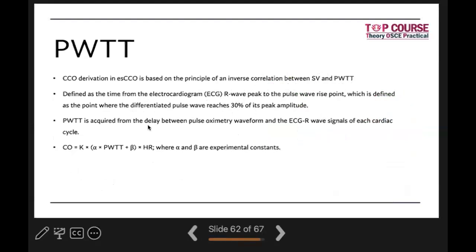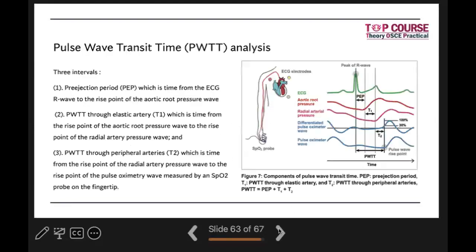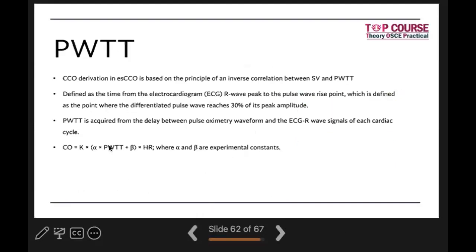Okay. So it is acquired from the delay of the pulse oximetry waveform and the ECG R wave signals of each cardiac cycle. Basically, it uses the pulse oximetry waveform and the R wave of the ECG. That is in gist. Okay. And it uses this formula to calculate the cardiac output. So the pulse wave transit time. You can see here in the formula, you need the pulse wave transit time.